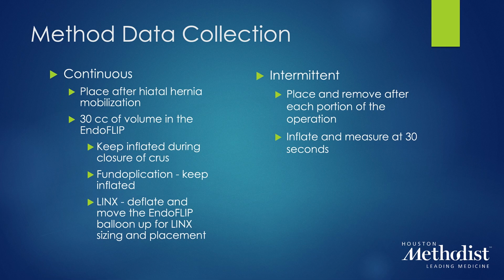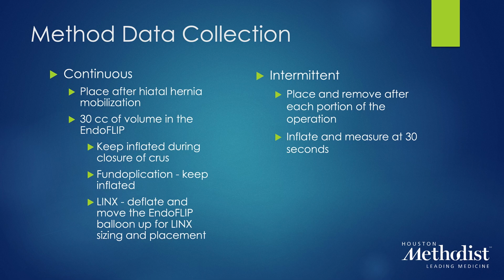In the literature, there are two different ways that EndoFLIP is used to generate data. One is the continuous method, where the balloon is placed at the GE junction after hiatal hernia mobilization. 30 cc of volume is placed in the balloon, which is used to help close the crus and kept inflated during the creation of the fundoplication. For placement of LINX, the EndoFLIP is deflated and moved above the GE junction during sizing and placement of the LINX, and placed back at the GE junction for the final measurement.